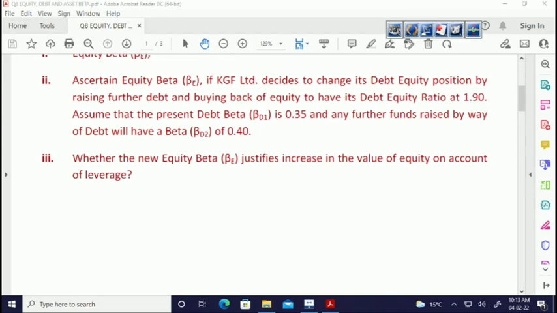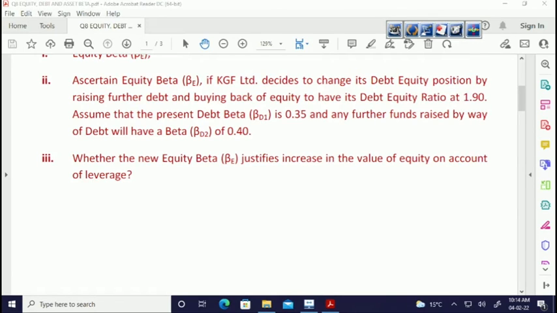What is he writing? Again I read. Whether the new equity beta 3.296 instead of 1.86 justifies increase in the value of equity on account of leverage. What do you want to say? Do you want to say that will the value of equity increase? Because obviously the objective of financial management is shareholders' wealth maximization. So this change in capital structure, is it justified? Should we change this capital structure?